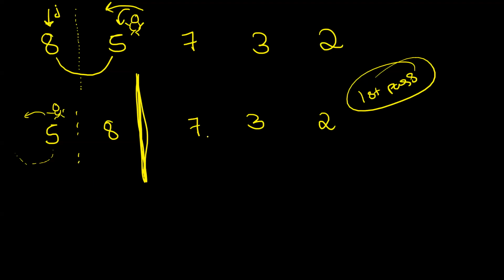Now I will go to the second pass of insertion sort. So 5 and 8 are sorted. You have 7, 3, and 2. Now what will I do? In the second pass of insertion sort, I will take this element for insertion.